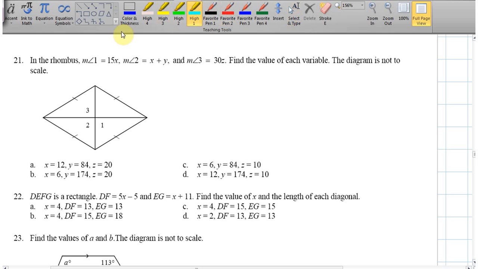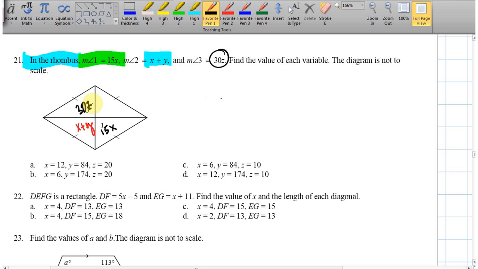So it says this is a rhombus. Right away, we should know the 8 properties of a rhombus. Then it tells us a couple of expressions for these angles. This one here is 15x. That's nice. This one right here is x plus y. That's angle 2. And then it says something about angle 3. Angle 3 is going to be 30z.